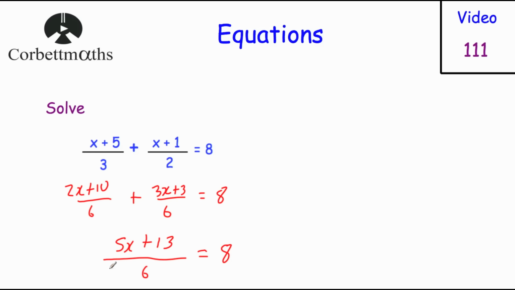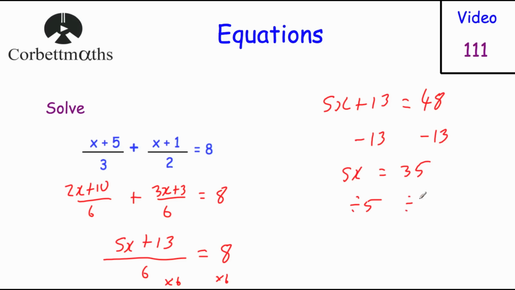Now we want to solve it. Because we've got this big divide by 6, I want to get rid of that. So I'm going to multiply both sides by 6. I'm multiplying the left-hand side of the equation by 6 to get rid of the big divide by 6. That would just leave me with 5x + 13. And on the right-hand side of the equation, I had 8 times 6, and 8 times 6 is 48. So that equals 48. Now I just want to solve this like an M1 equation, so subtract 13 and subtract 13, and that will give me 5x = 35, and divide by 5 and divide by 5, and you get x = 7, and that's it.